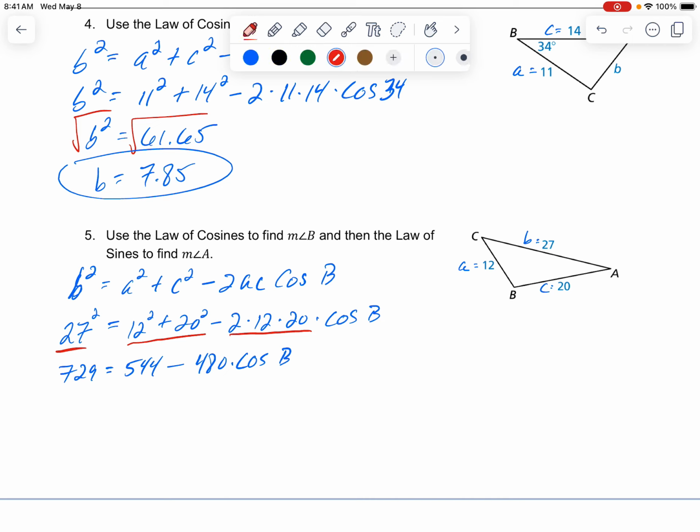So here's what that would look like. If I subtract 544 from both sides, we will end up with 185 equals negative 480 cosine of B. And now since those are multiplied together, we have to undo that using division, so I'm going to divide by negative 480.